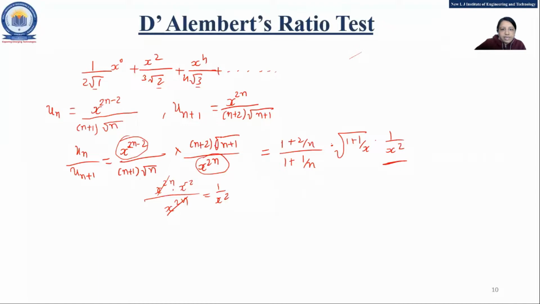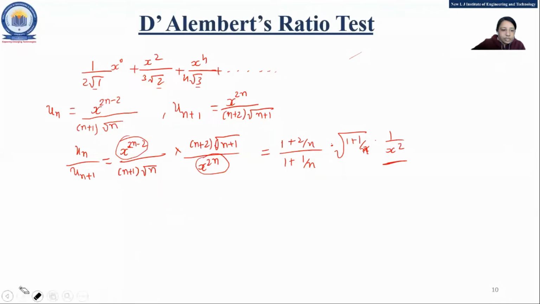Fine, x square. And same way, under root n plus 1 upon under root n. If you take n common, you will have this form, right? Here n, sorry, not x. Fine. Yes. So this is the simplified form of un upon un plus 1.